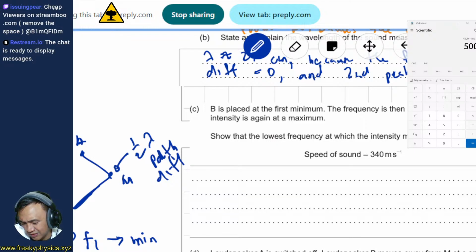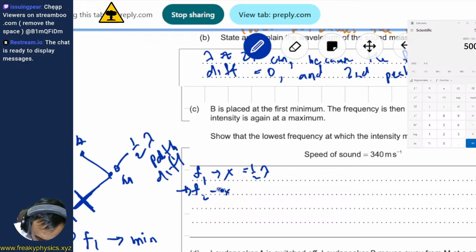So basically, what this is saying is, let me think about that. You have to think of this as the path difference, right? This is the path difference x, and when f1, x was equal to 1/2 of a wavelength, right? But now that you change it to f2, x is now 1 full wavelength, lambda, because you now have a maximum, right? F1 is the first minimum. F2 is the first maximum.